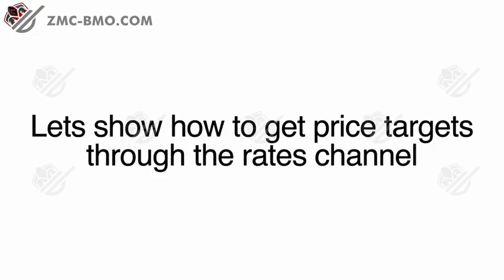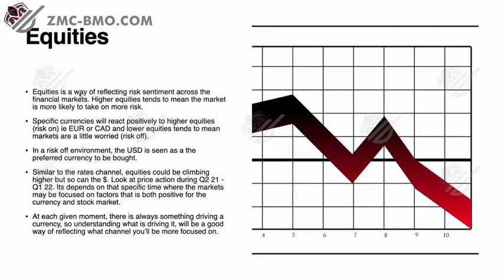But now let's look at the next pillar, which is equities. Equities is a way of reflecting risk sentiment across the financial markets. Higher equities tend to mean the market is more likely to take on more risk. As a result, if markets are more inclined to take on more risk, then specific currencies might strengthen and specific currencies might weaken. We know some currencies will react positively to higher equities, i.e. risk on, for example, the euro or the Canadian dollar.